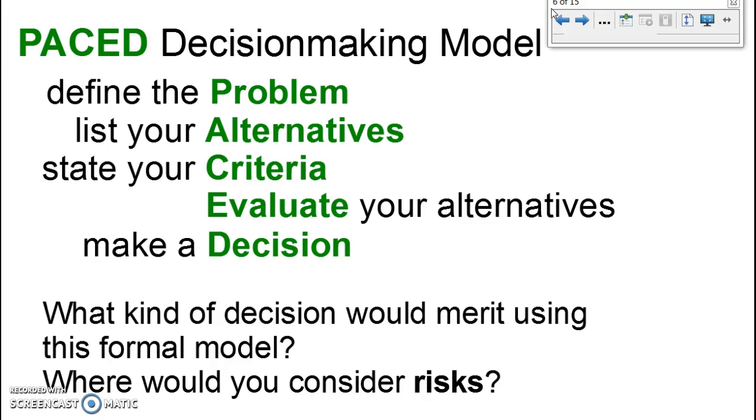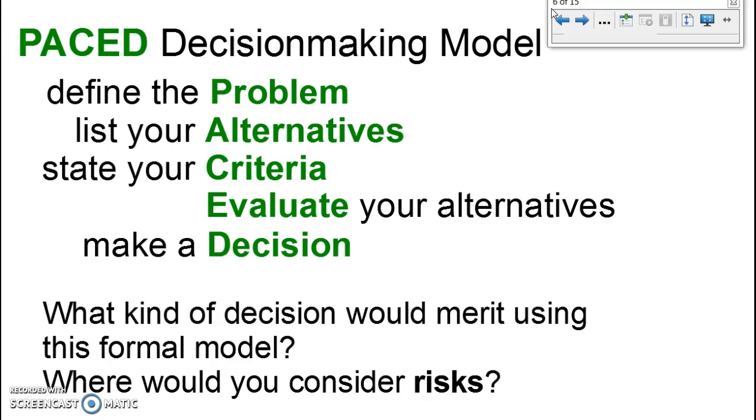if you're deciding, well, let's say we're deciding which car to buy, your criteria might involve things like safety ratings, or it might involve things like miles per gallon or environmental issues. So you can set your own criteria for what your decision will be. Evaluate your alternatives, so you look at each car you're considering and rate it against your criteria, and then make a decision. So what kind of decision would merit using this formal model?